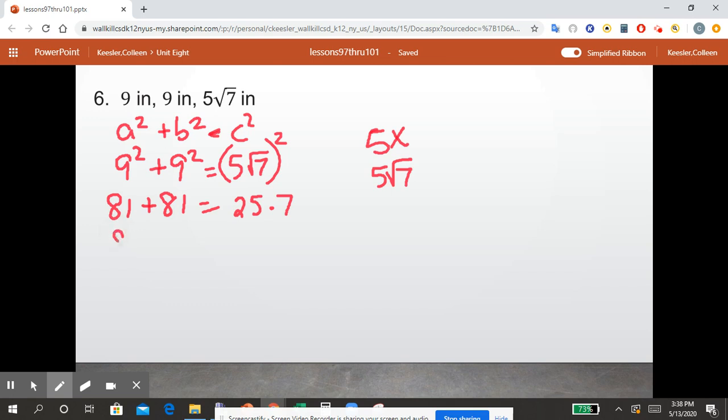All right, so now I have 81 plus 81, and I get 25 times 7. So I like to think of 25 as multiples of 4. I know 25 times 8 is 200, so 25 times 7 is 175. Then 81 and 81 is 162, which does not equal 175. So this is not a right triangle.